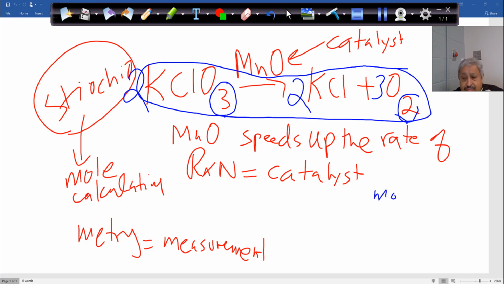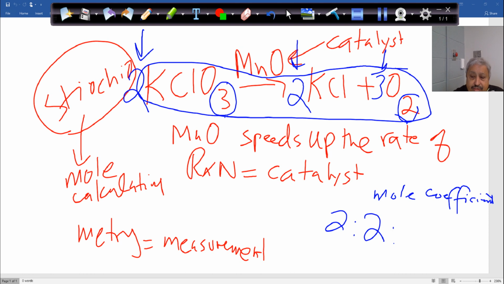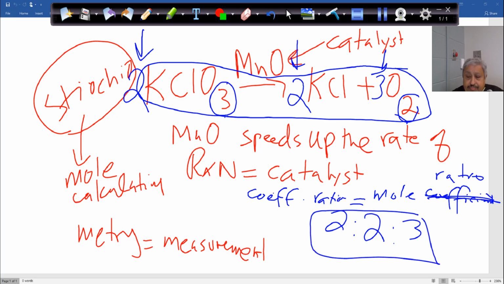So what are the mole coefficients we have here? Somebody still remembering from the lecture? This is 2, this is 2, and this is 3. The mole coefficients, or mole ratio, or coefficient ratio, is 2 to 2 to 3. Correct?